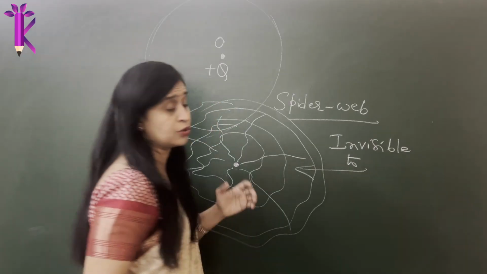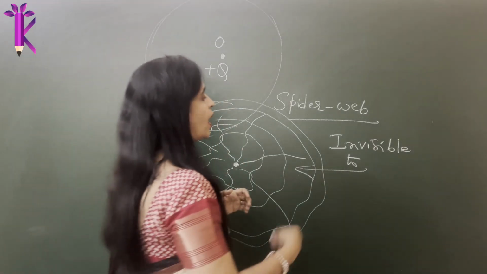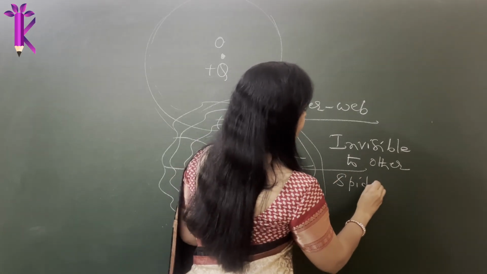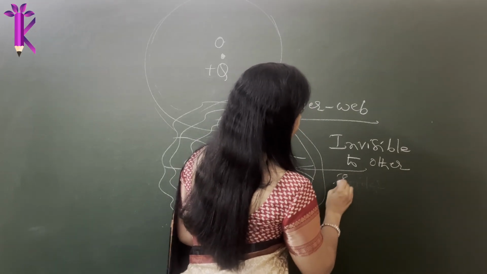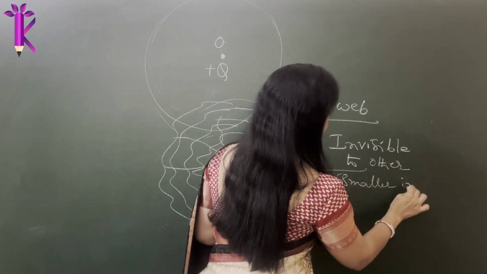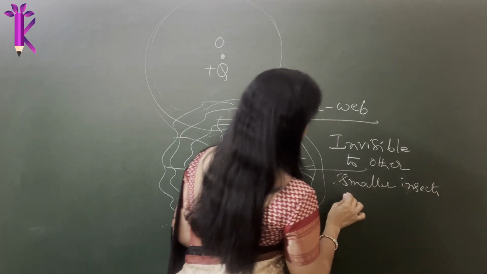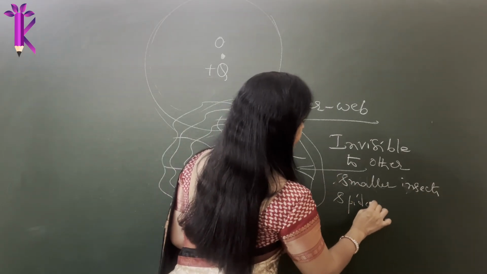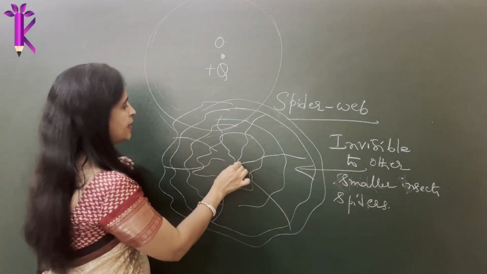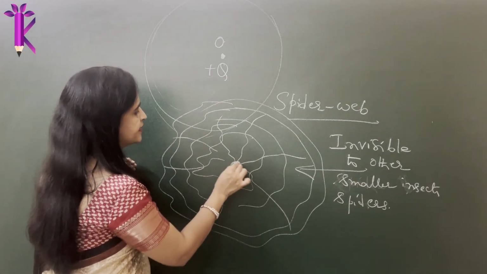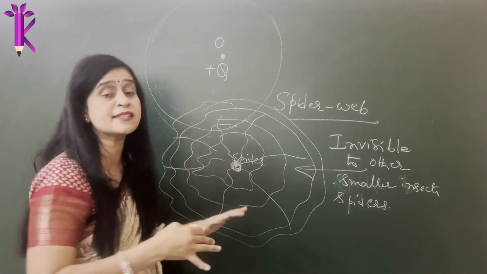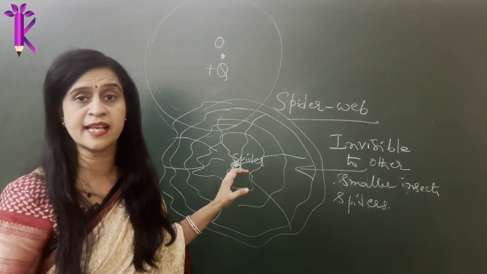Now this spider web is invisible to predators, to its prey. So it is invisible to other spiders, let's say, or other bigger insects, or other smaller insects, and let's say even other spiders which might be big. So this is the spider sitting right here. Now it has created its own area of influence, and that is invisible to the other insects.